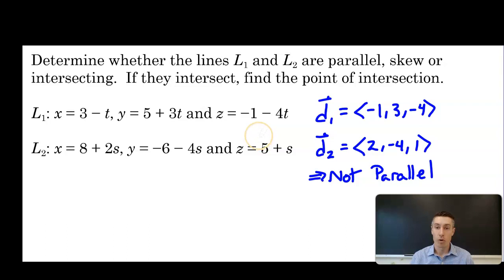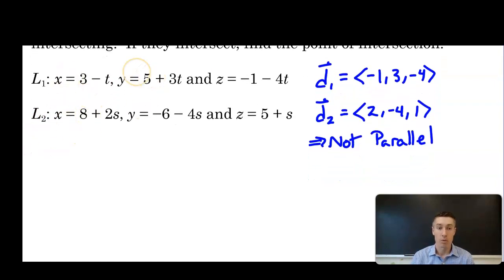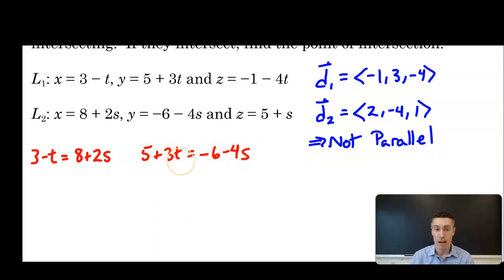So now let's work under the assumption that they do intersect, and at the last minute we'll be able to decide between intersecting and skew. If they do intersect, that means the x values would be the same, the y values would be the same, and the z values would be the same. Now we really only need a system of 2 equations since there are 2 unknowns, s and t, so let's just stick with the x's and y's for no other reason than they come first. So we're under the assumption that the x's are equal and the y's are equal. That means that 3 minus t equals 8 plus 2s, and that 5 plus 3t equals -6 minus 4s.